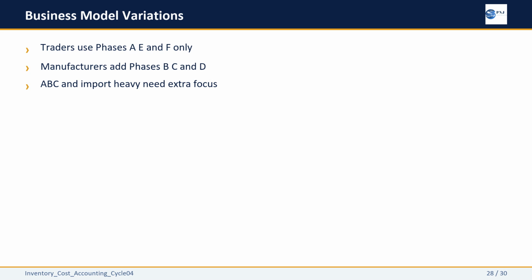The 6 phases are universal, but the emphasis shifts by business. A trader or retailer lives in phases A, E, and F, with landed cost and LCNRV as the main concerns and no variances at all. Batch and process manufacturers run phases B, C, and D fully, with yield variance and equivalent units front and center. Job order manufacturers watch the job cost sheet and open jobs. ABC adopters must keep drivers current, and import-heavy businesses face the most landed cost complexity of all.